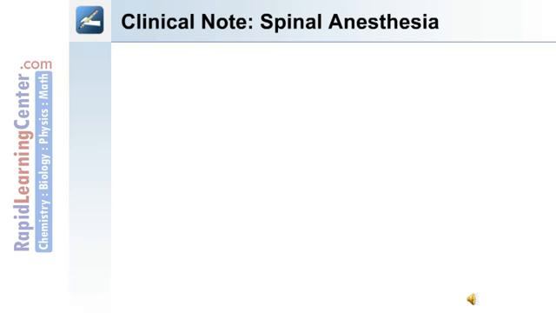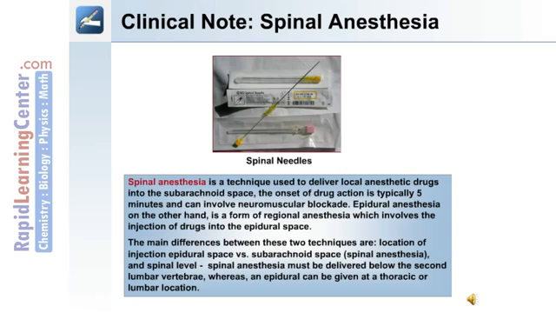The following is a clinical note on spinal anesthesia. Spinal anesthesia is a technique used to deliver local anesthetic drugs into the subarachnoid space. The onset of drug action is typically 5 minutes and can involve neuromuscular blockade.